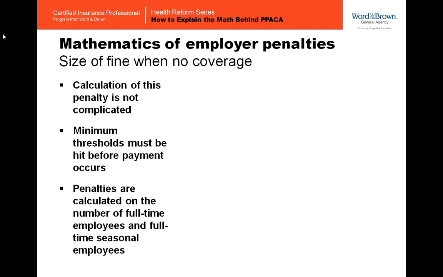Also, keep in mind what we've already said. Penalties are calculated on the number of full-time and full-time seasonal, not on part-timers. Part-timers define your group size. Seasonal doesn't define your group size, but penalties are calculated on full-time and full-time seasonal.